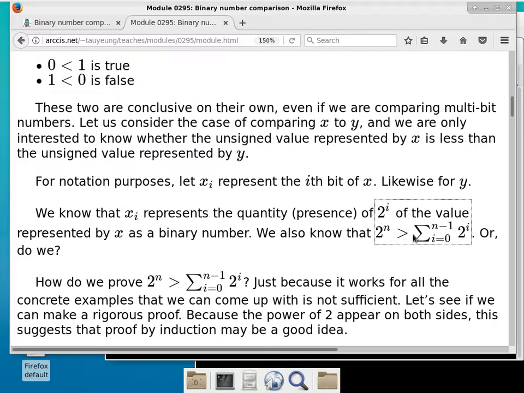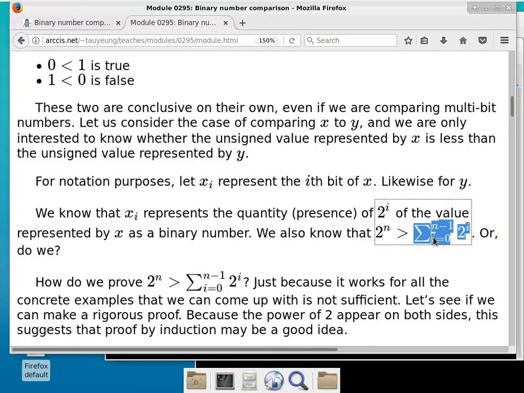Is everybody familiar or comfortable with the summation sign? Like this one, where it says this is a summation, sigma, of i as an index variable going from 0 to n minus 1, but what we are actually summing are the individual terms of 2 to the power of i. So we are adding 2 to the power of 0, 2 to the power of 1, all the way up to 2 to the power of n minus 1. Is everyone comfortable with the sigma or the summation notation? Okay, all right, cool.